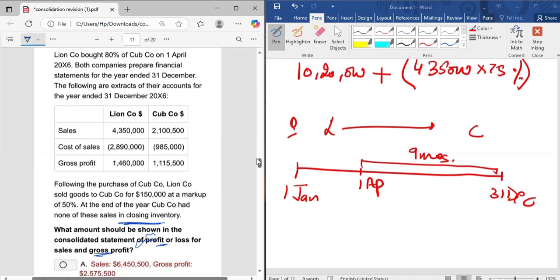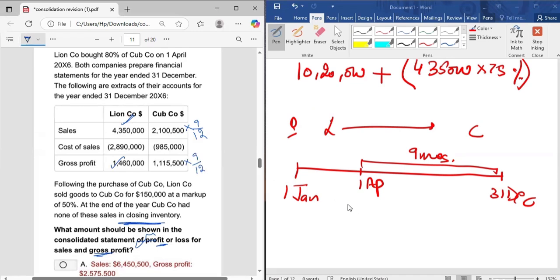Just remember that we will not do any adjustment for unrealized profit because the entire inventory has been sold before the year end. So what will you do? You will take the entire sales of Lion Company, and for Cub Company, you will multiply it by 9 by 12 because this is a mid-year acquisition. Okay. So post-acquisition months are 9. So multiply it by 9 and divide it by 12. And what else they have asked us to calculate? Gross profit. So similarly, we will take the entire gross profit of Lion Company, and for Cub Company, we will multiply it by 9 by 12.